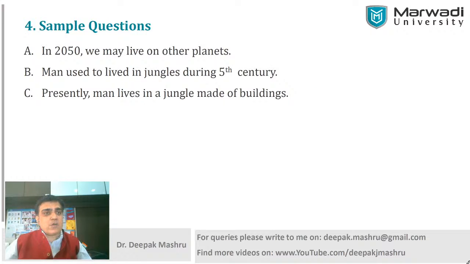Okay. Now, in 2050, we may live on other planets. Man used to live in jungles during the 5th century. Presently, man lives in a jungle made of buildings. Now, this is about tenses. So we need to find out the first past tense, then present tense, and then future tense. And tell me what would be the answer.